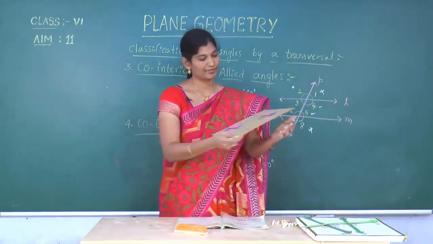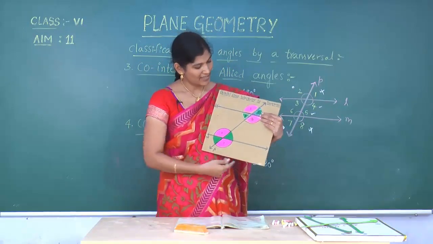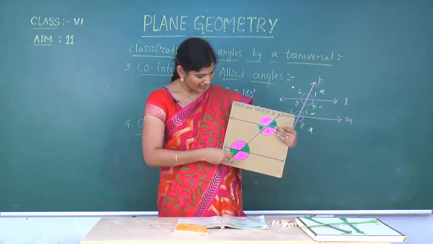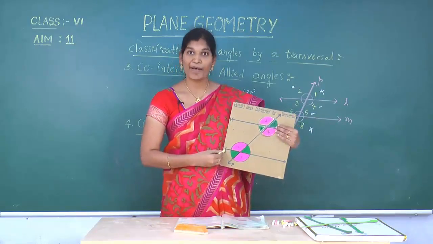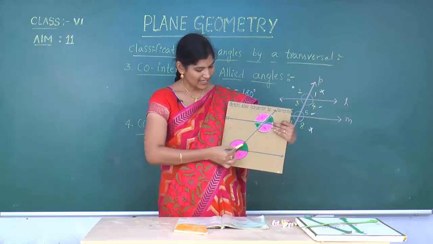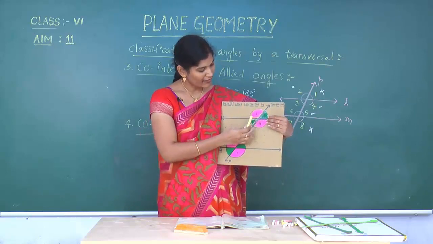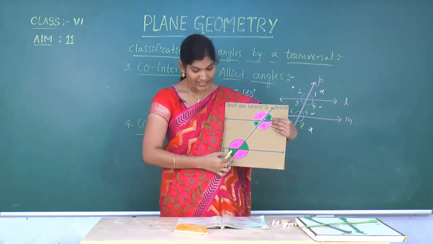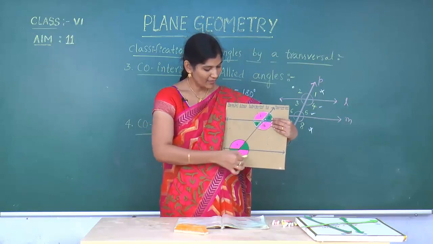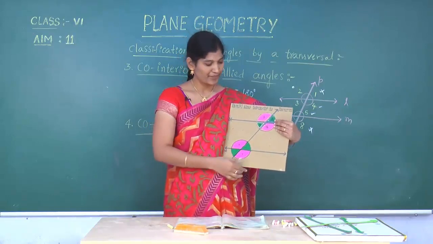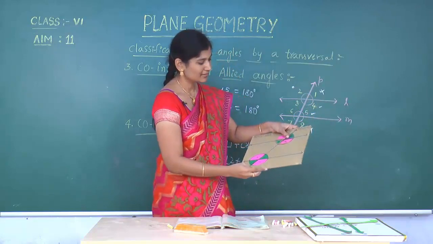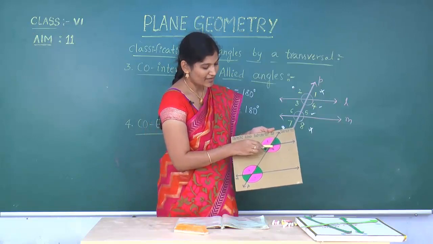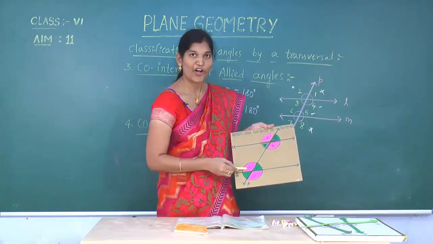See, here is the figure. Here L and M are parallel lines, and this is the transversal, and here also we formed 1, 2, 3, 4, 5, 6, 7 and this is the 8th angle. Here also we form 8 angles. Let us see among them what are alternate angles. See here, 3 and 5 are alternate angles.